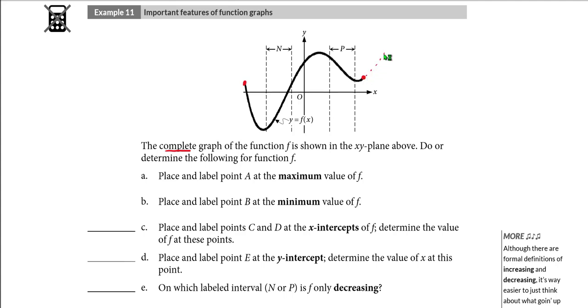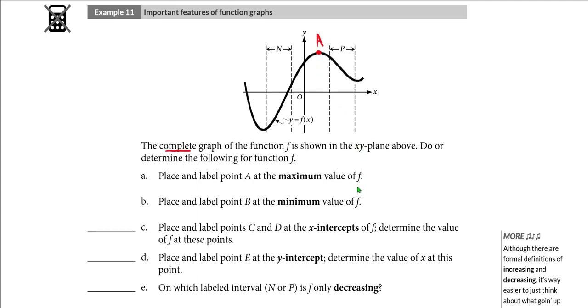So we are not to assume that this is going to keep going this way or keep going this way or even come down and go back up. This is the complete graph. So we have everything we need here. We need to place and label point A at the maximum value of f. And of course, that is here. By the way, you can pause the video and run through these on your own. Most students should be fine with these. So there is the maximum value of f.